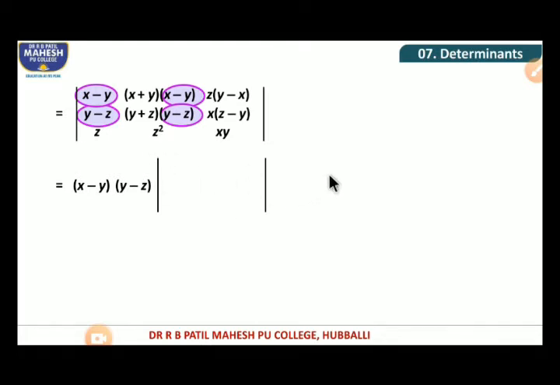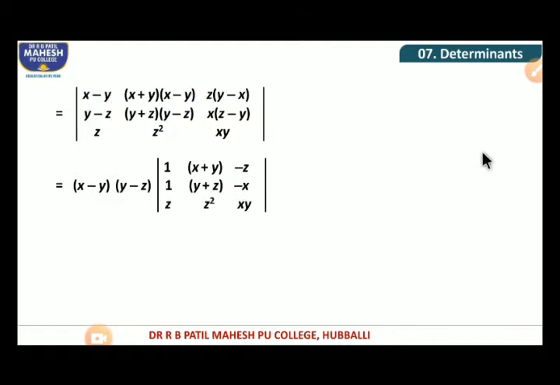Then we have the determinant 1, x plus y, into minus z, because here we are going to take x minus y common, so that we can take minus common, so it becomes x minus y. Here also we can take minus common, then it becomes y minus z. Therefore the second row becomes 1, y plus z, minus x. The third row as it is, z square, xy. Now here I am going to do the operation R1 minus R2, because I am going to make any one element 0, so that R1 changes to R1 minus R2. Then we can expand it easily.